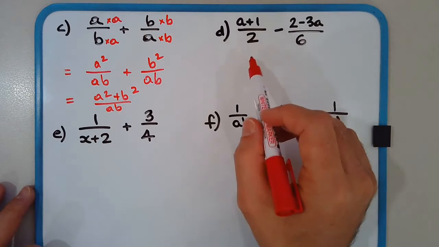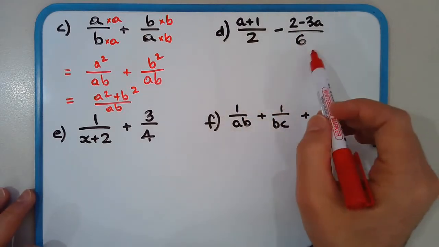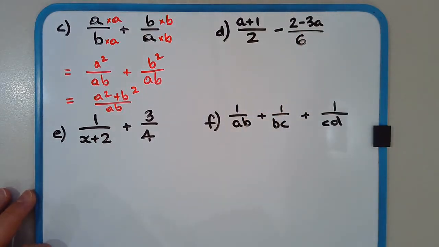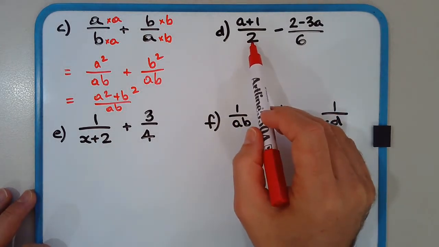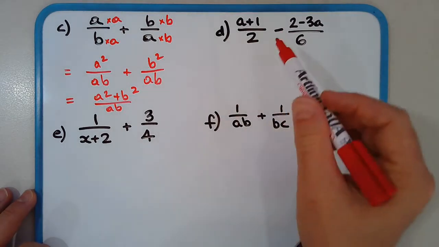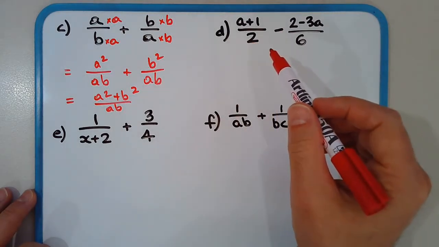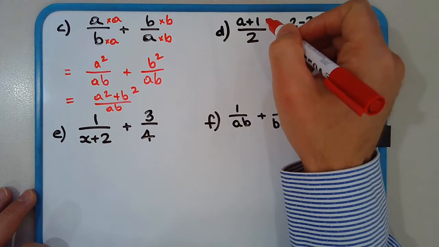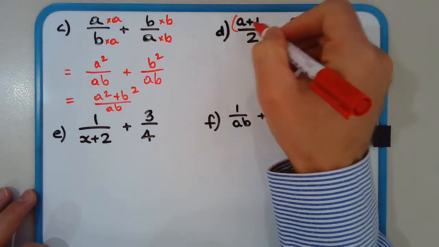So this is a plus 1 over 2 minus 2 minus 3a over 6. Now 2 is in fact a factor of 6, or 6 is a multiple of 2. And in fact, this would be just multiplying it top and bottom by 3, in fact.